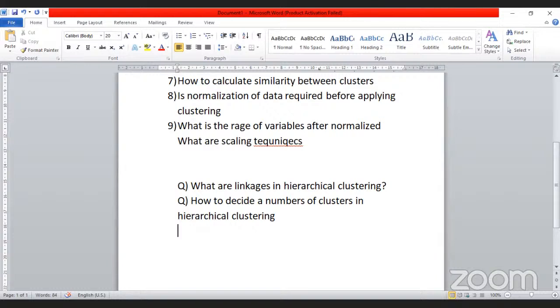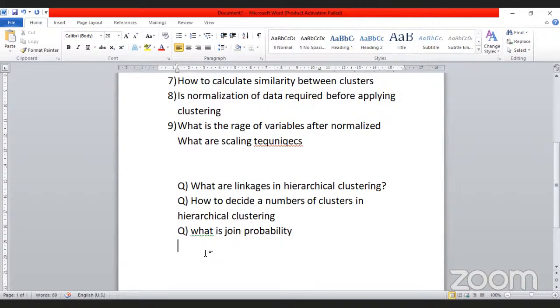Okay, now we can go with the next question: what is the joint probability? So what is the joint probability?